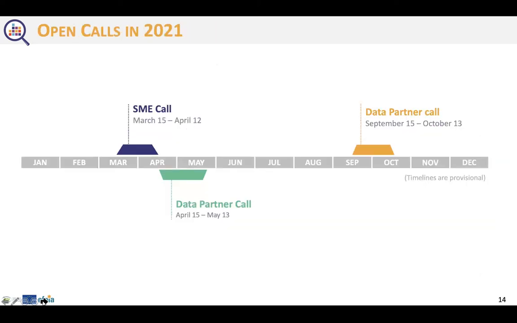Now, in terms of those open calls, I already mentioned there are 2 different ones. The first one, and the one that we're talking about here, is the SME call, going from March 15th till April 12th. And we do also have 2 distinct data partners calls, one from April 15th till May 13th, and then another one in Q3 from September 15th to October 13th.